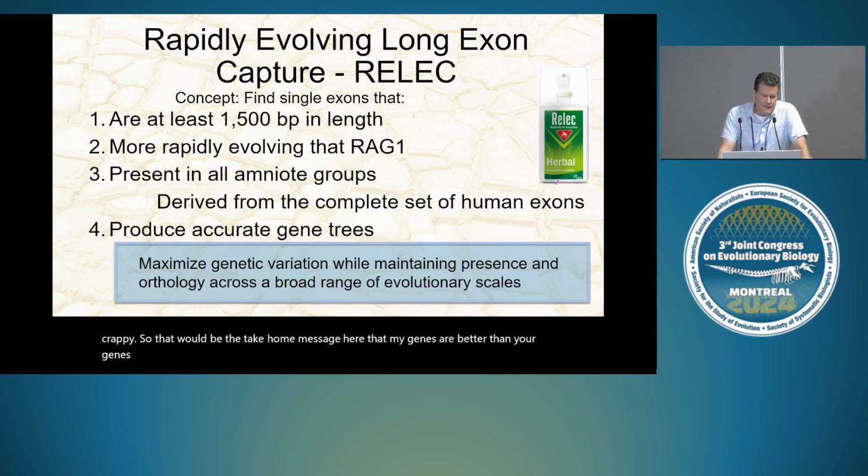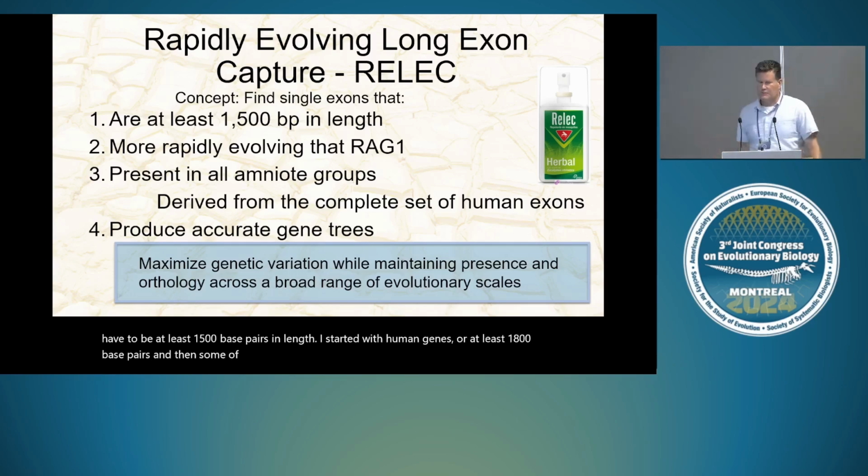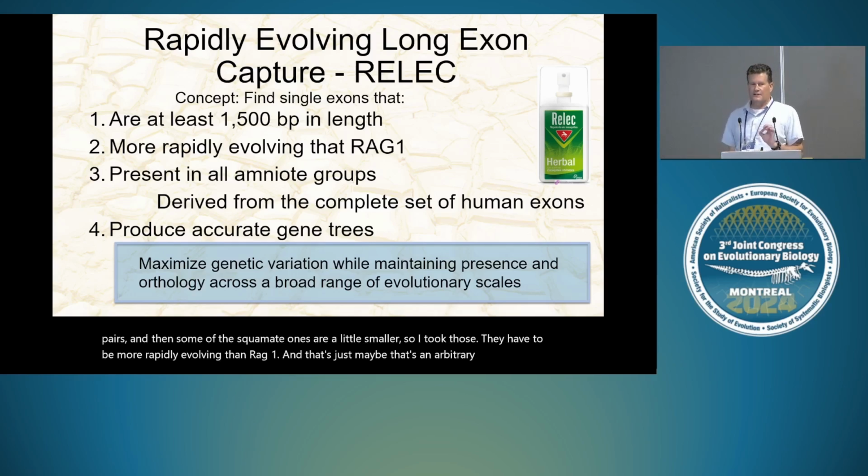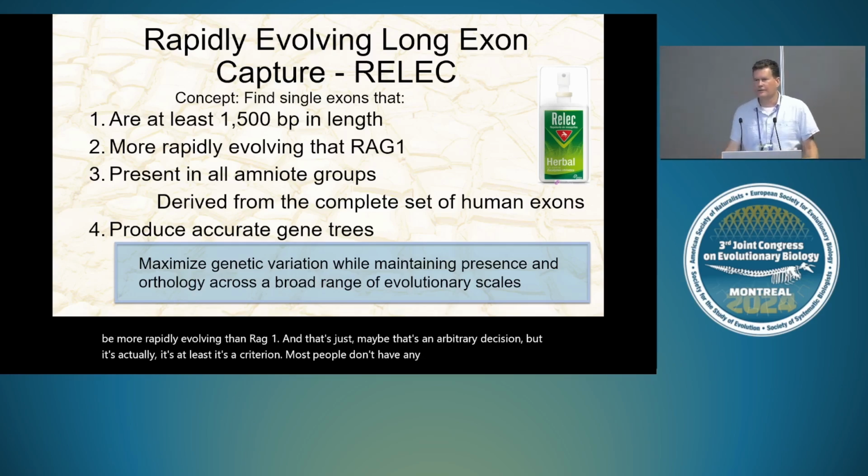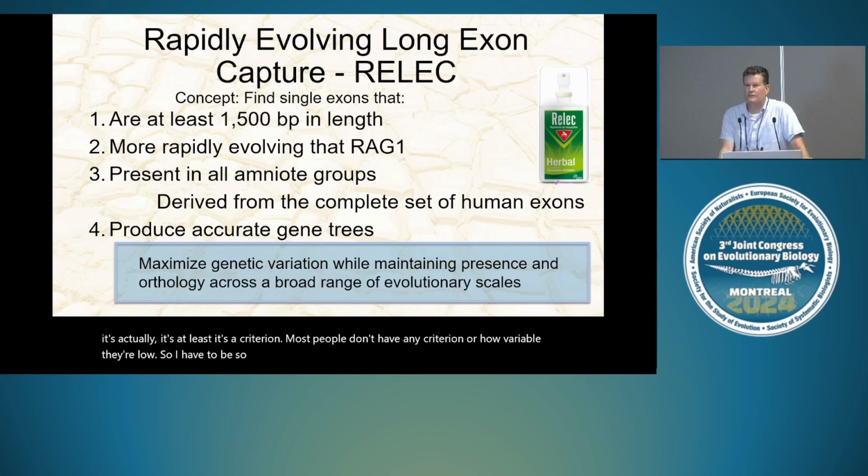But the idea behind these rapidly evolving long exons is that they have to be at least 1,500 base pairs in length. I started with human genes that are at least 1,800 base pairs, and then some of the squamate ones are a little smaller, so I took those. They have to be more rapidly evolving than RAG1, and maybe that's an arbitrary decision, but at least it's a criterion. Most people don't have any criterion for how variable their loci have to be, so that's a decent one because RAG1 is used very often, and it's pretty good actually.